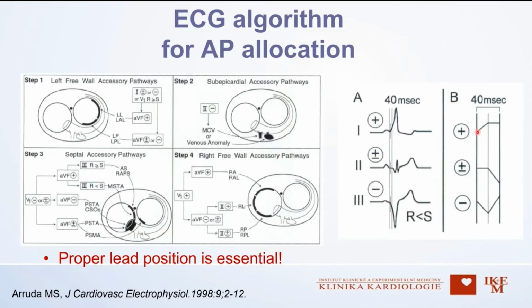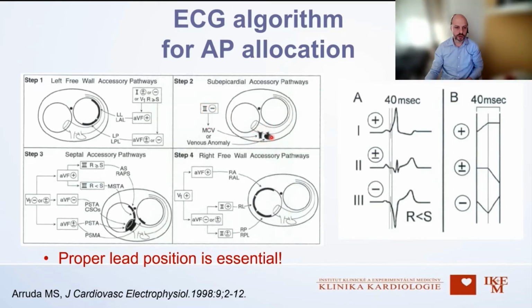So if it's in the first 40 milliseconds, it's positive. If it's isoelectric, it can be negative. But as you can see, there might be different ways, so the judgment is not that easy. Back to the algorithm, for those pathways that are negative in lead 1, obviously they come from the left side of the heart, and depending on whether they are positive or negative in the inferior leads, they can be anterolateral or posterolateral.